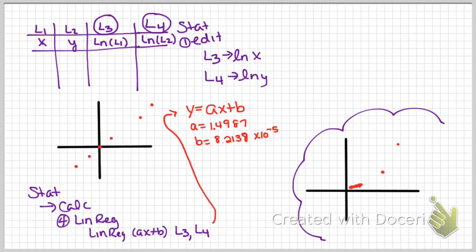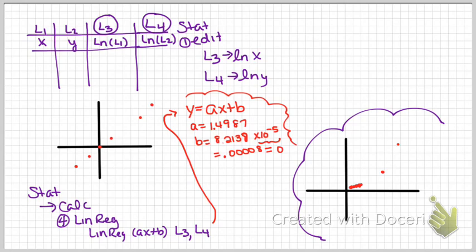Okay, so when we do that, we end up with what I have right here on our calculator screen. It tells us y equals ax plus b. A is approximately 1.4987. B is 8.2138 times 10 to the negative fifth. Now be careful because it does have that 10 to the negative fifth, which remember, that means that there's 4 zeros and then that first digit. So technically, for our purposes, we're going to say that's the same thing as 0.